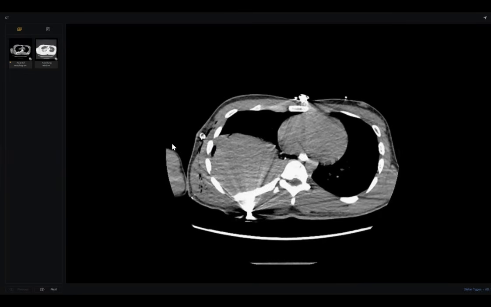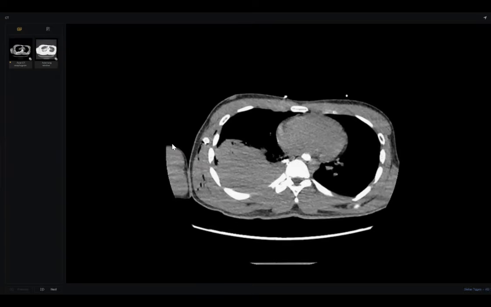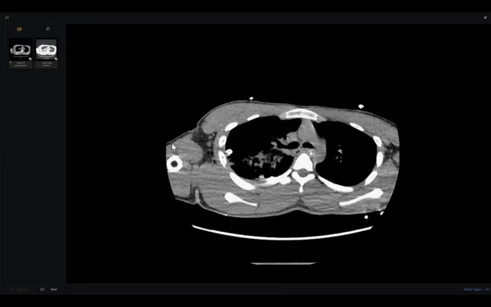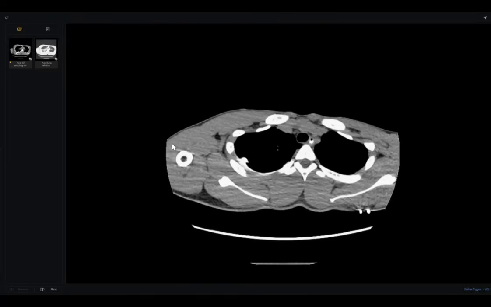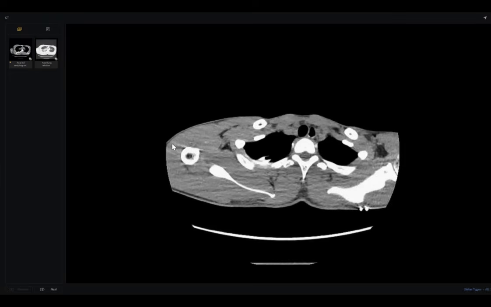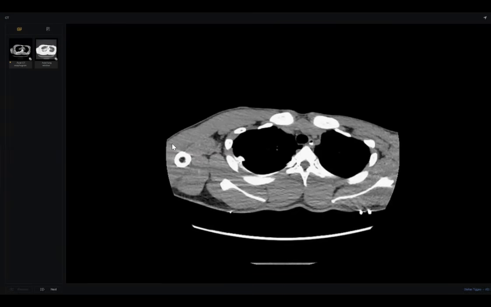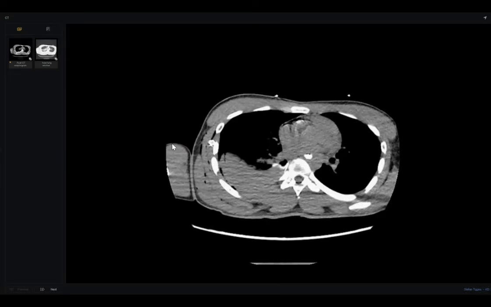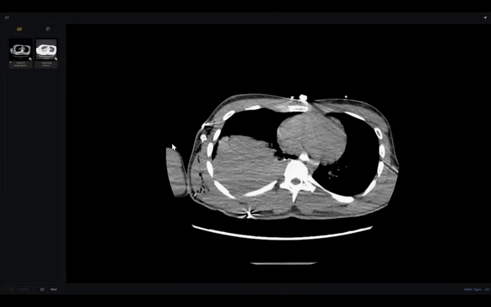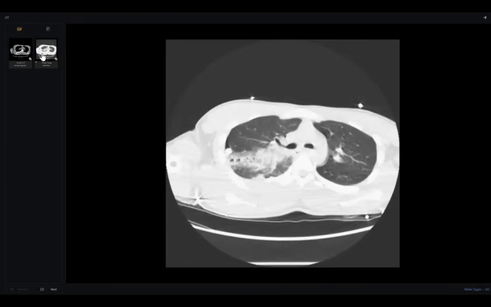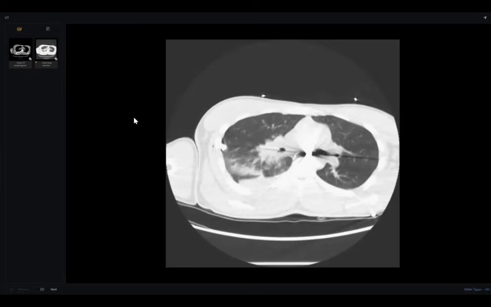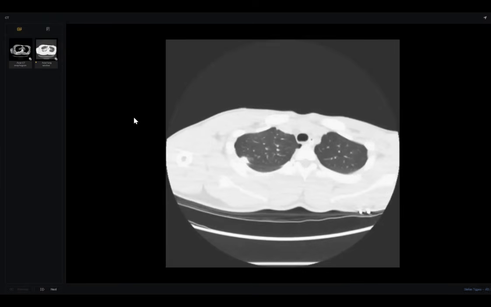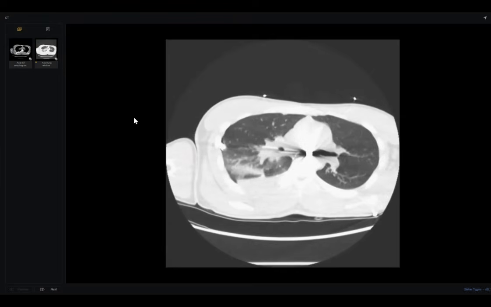I can see that there is a right chest tube inserted. There is a right-sided hemothorax. I would like to check the lung window, of course, to check for the pneumothorax. There is still a residual pneumothorax and surgical emphysema. What else?